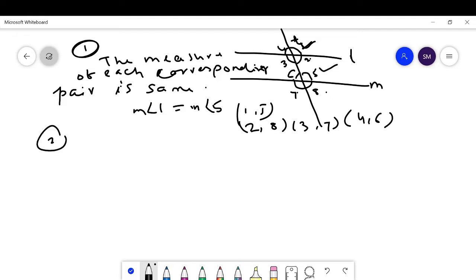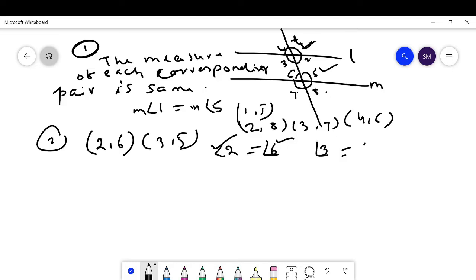The second theorem says the measure of each pair of alternate angles is the same. Corresponding angles are present on the same side of the transversal, while alternate angles are present on opposite sides of the transversal. Here 2 and 6 are an alternate pair, 3 and 5 are alternate interior angles. So angle 2 is equal to angle 6, and the measure of angle 3 is equal to the measure of angle 5.